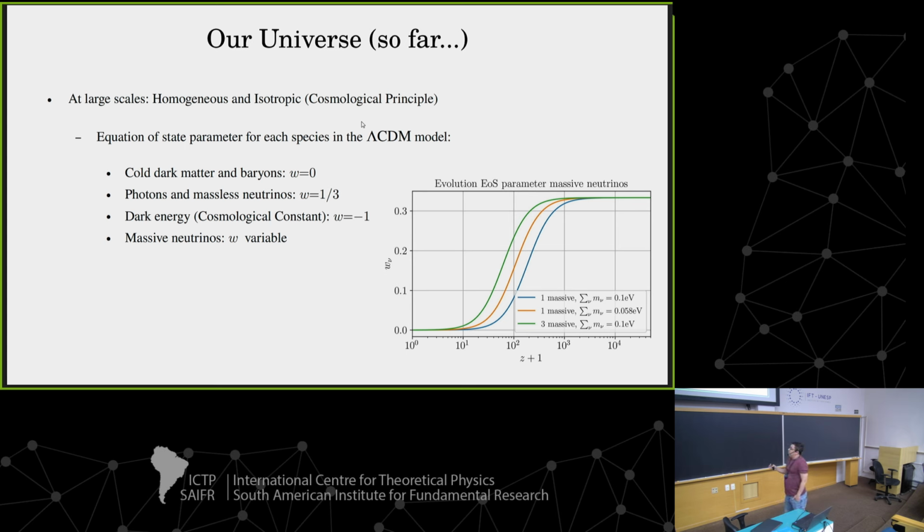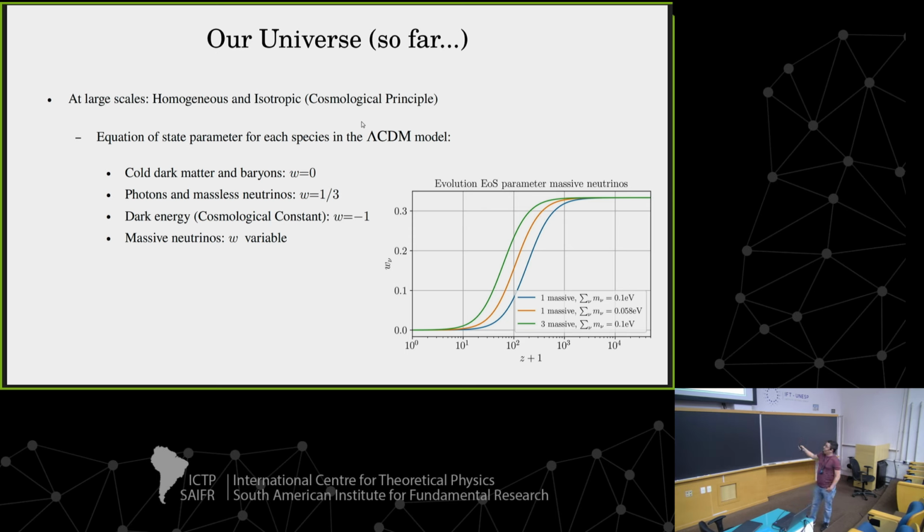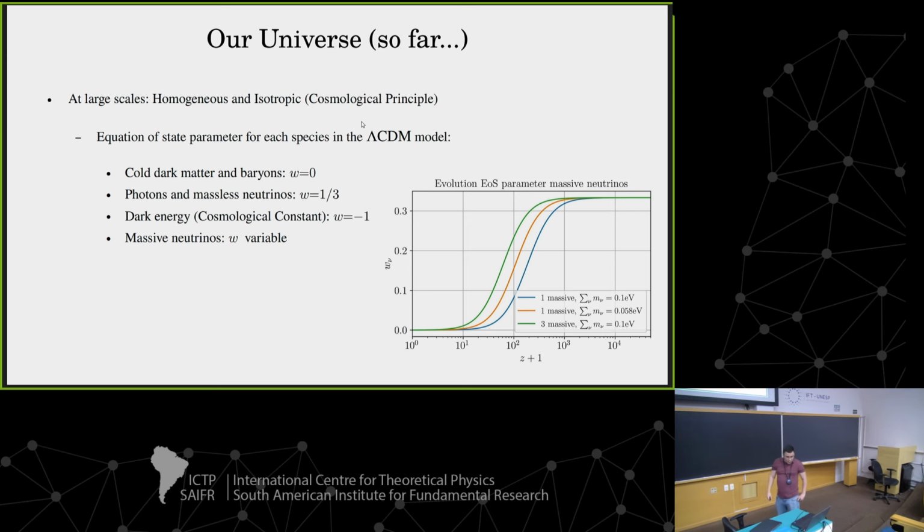Photons and massless neutrinos have an equation of state of 1/3. Dark energy, as a description of a cosmological constant, is -1. And what is interesting is that massive neutrinos transition from early times, where they're relativistic. So at 10 to the 4, for instance, we can see that they're 1/3. And then they transition at late times to be just another component of dark matter, okay? So I'm showing here in this plot the evolution of different masses and different types of massive neutrinos. So this is something that we can do already, which is fairly easy, to test the mass of the neutrinos, okay?